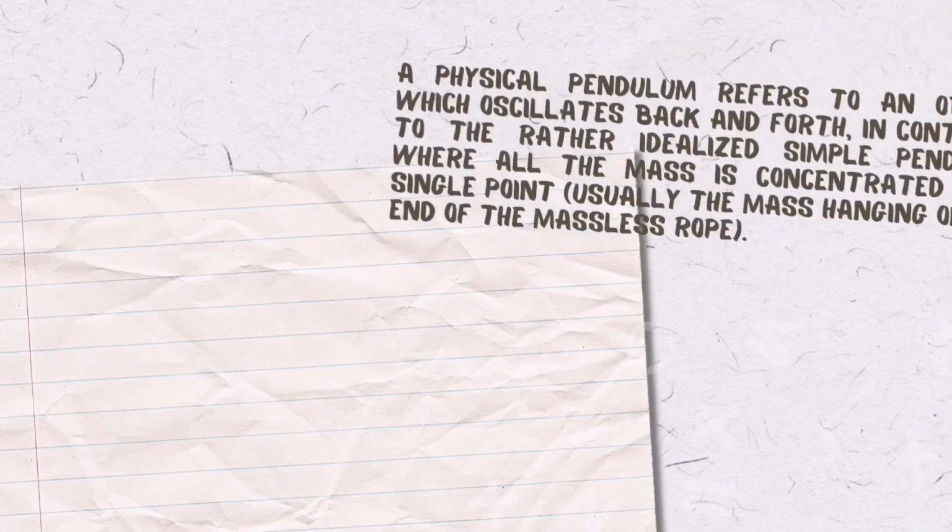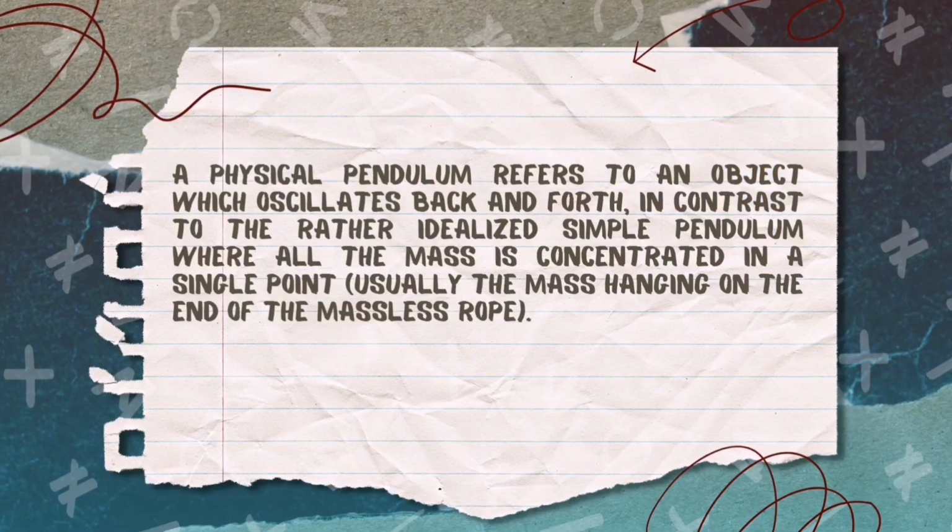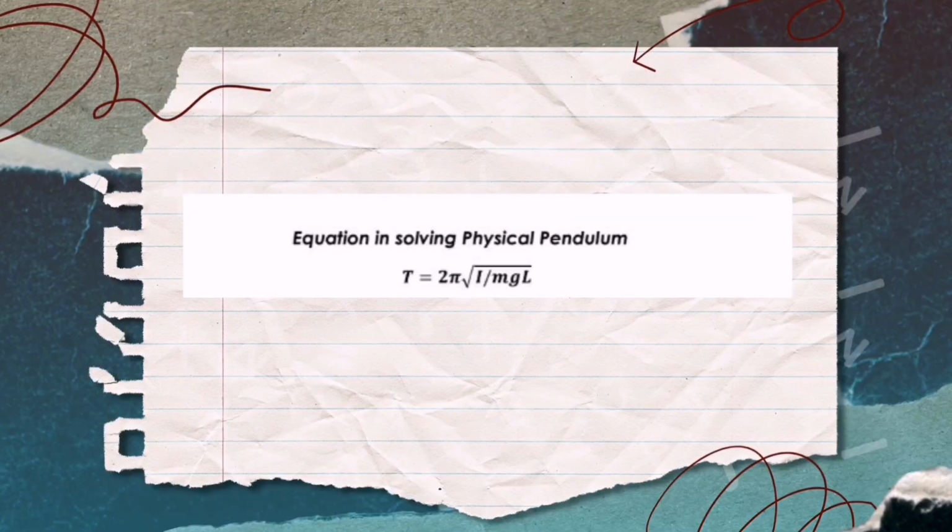So we will go to the equation of a physical pendulum, which is T equals 2 pi times the square root of I over mgl, where I is the moment of inertia about the pivot, m is the mass of the body, g is the acceleration due to gravity, and L is the distance from pivot to center of gravity. But if I is equal to mk squared, where k is the radius of gyration, then T is equal to 2 pi times the square root of k squared over gl.